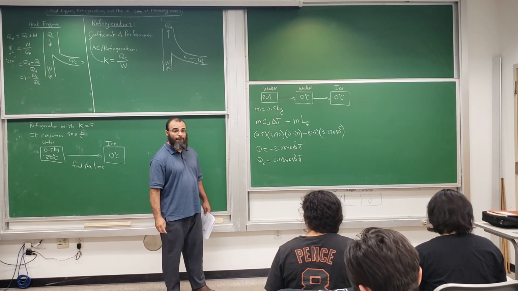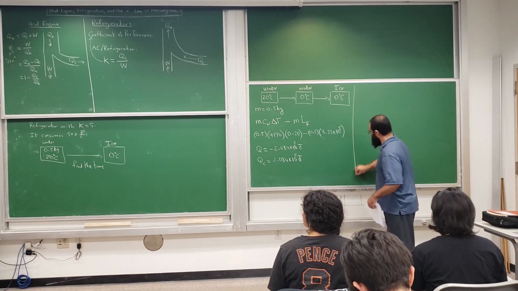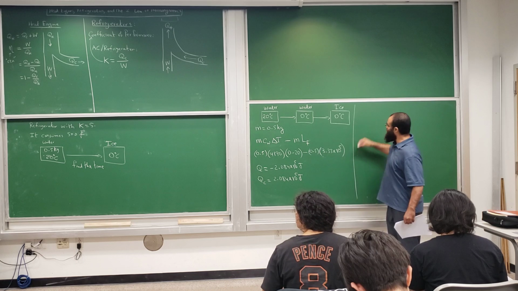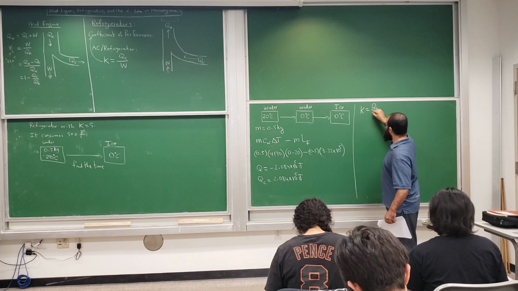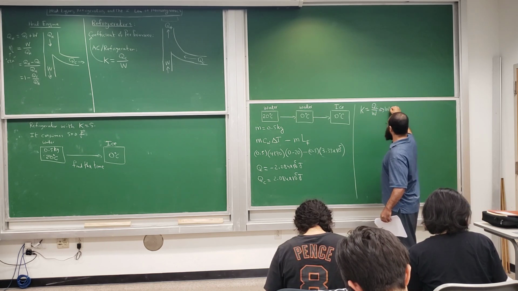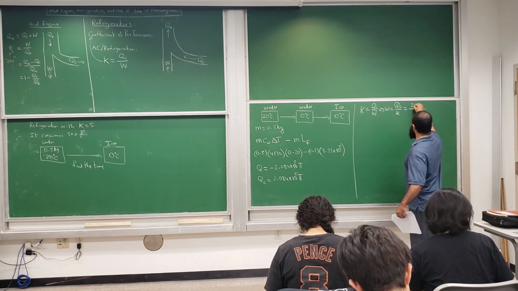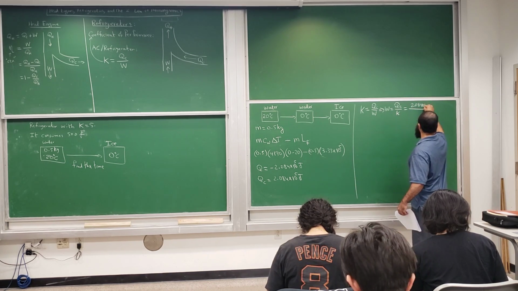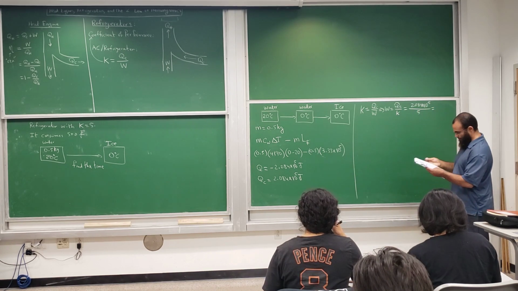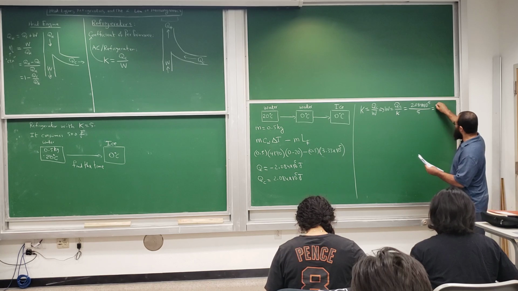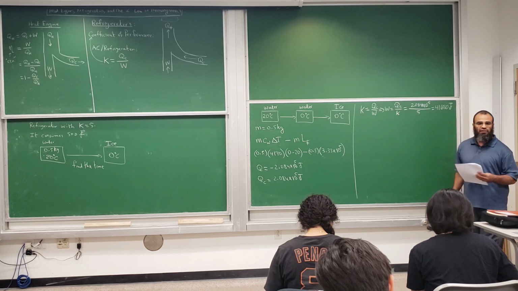Using K equals QC over W. In order to find the work done, use the definition of the coefficient of performance. The coefficient of performance is QC over W, so W would be QC over K. And so 2.084 times 10 to the 5th over 5. That's what, 41,680 joules of work.